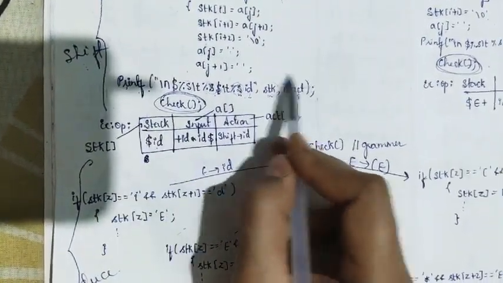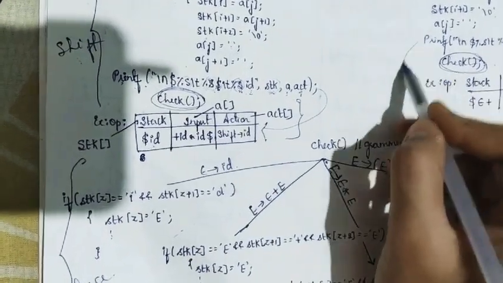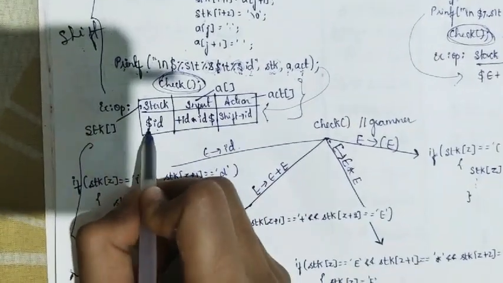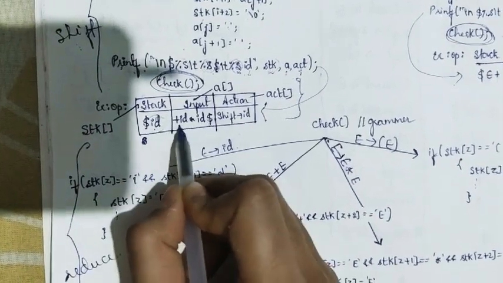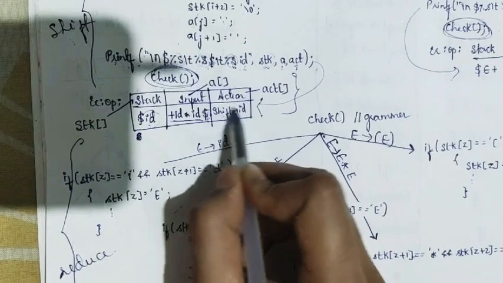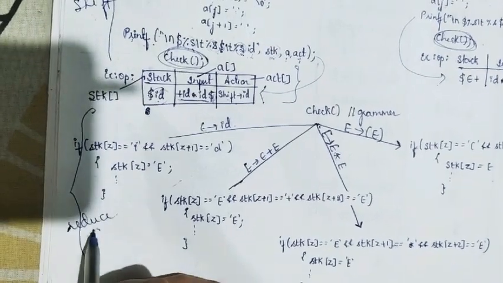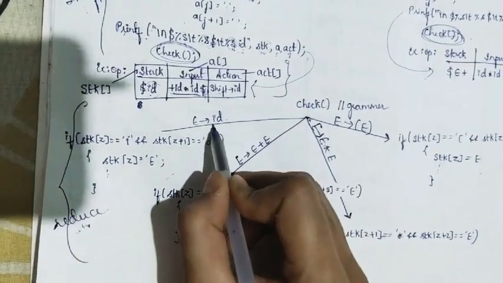So after you execute this, the output will look something like this. Dollar, the contents of stack, the contents of input string, dollar, and then what action has been performed. So after performing a shift, now we have to perform a reduce. To perform a reduce, I should check for the grammar.